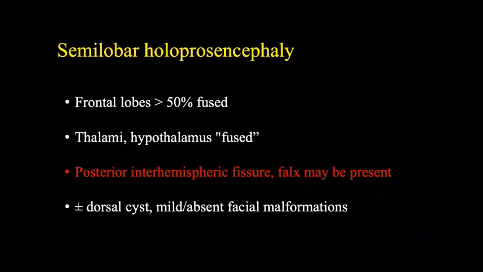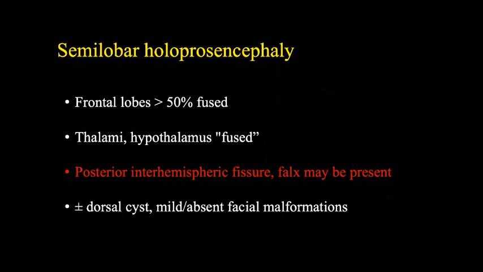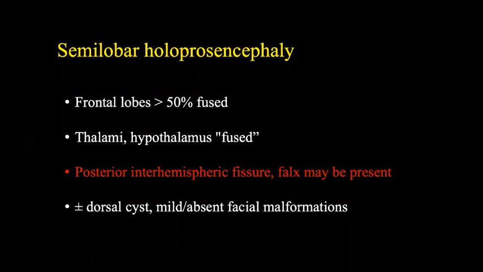Semi-lobar: with the semi-lobar, the frontal horns start to fuse. It starts to separate, but still more than 50% of it is fused, and still the thalami and hypothalamus are fused. The difference to say this is semi-lobar is by having the posterior interhemispheric fissure. Posteriorly it starts to separate, and that's when you would be able to say this is semi-lobar.